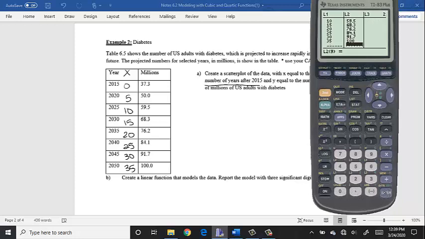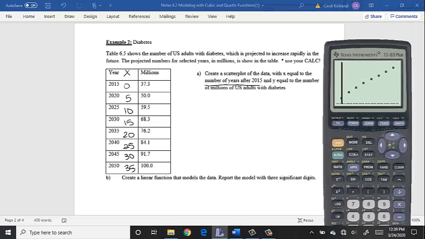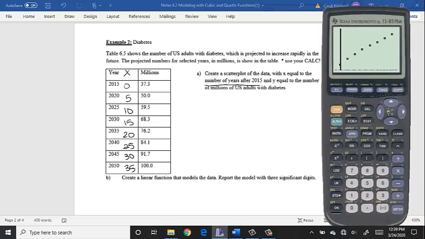Okay, so create a scatter plot of the data. We're going to go back and make sure our scatter plot is turned on. All right, it's on, so we're going to press Zoom 9. All right, so there's our data. In part B, it says create a linear function that models the data. So they want us to do a linear model.